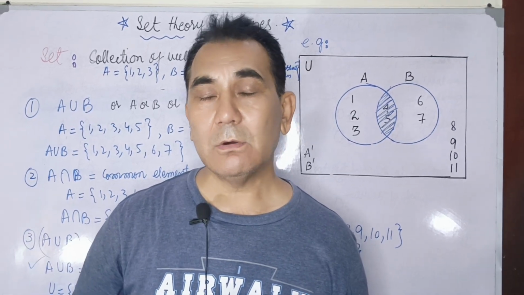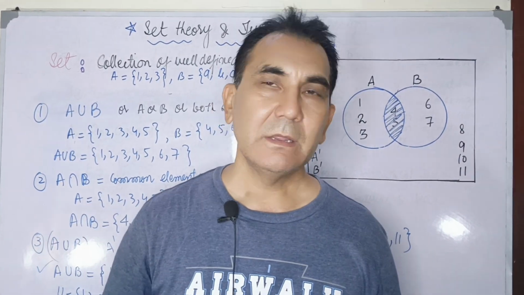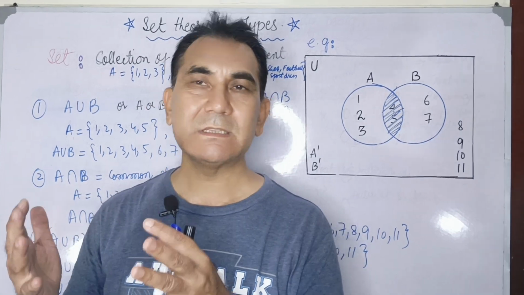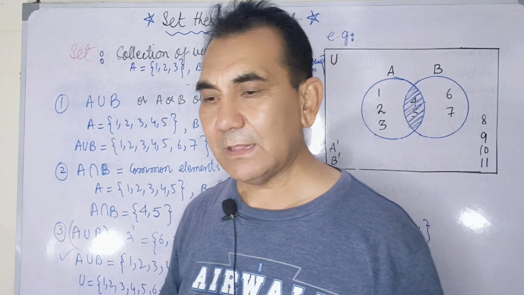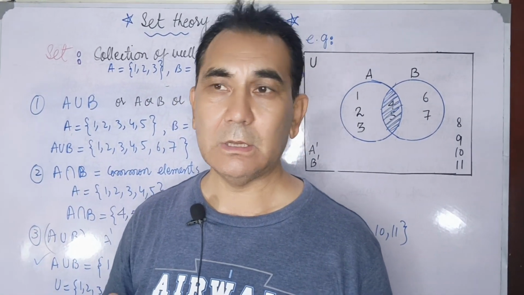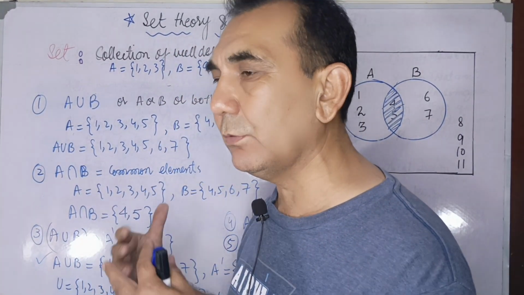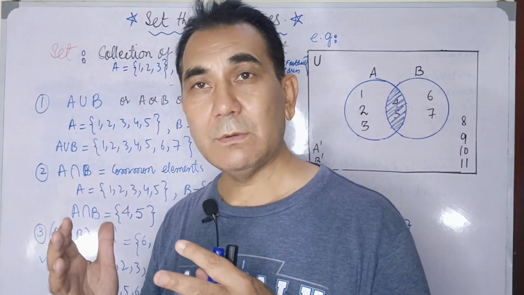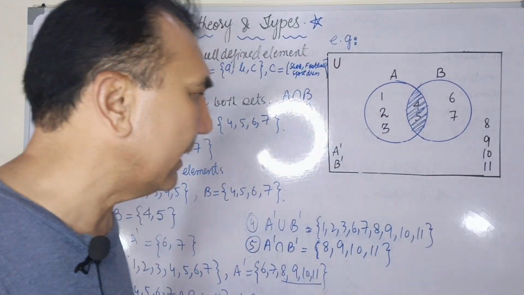Then we learned the different types of sets. We learned the empty set, where no element is present. Then the singleton set, which means a single element present inside the curly bracket. Then we learned equal and equivalent sets, then finite and infinite sets. Then we learned the complements, the universal set, complement A, complement B, and then A union B, A intersection B, and A complement and B complement.